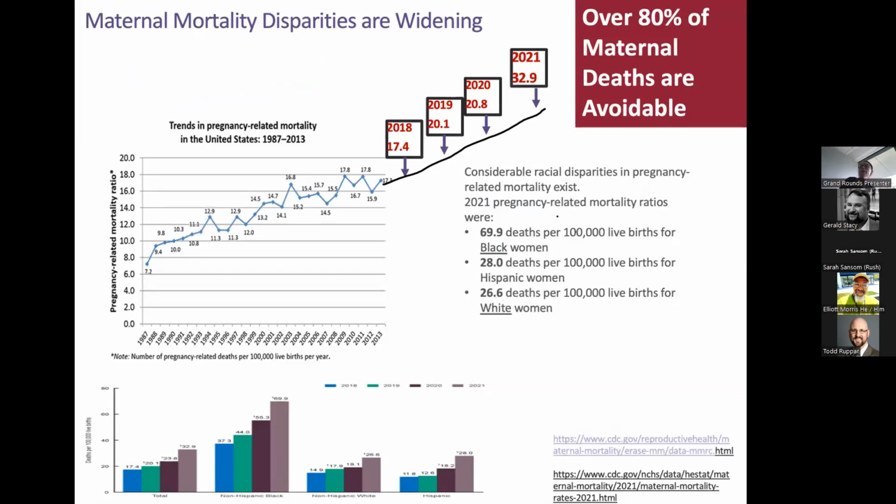So I have a few more minutes of presentation, but again, thinking about process and implementation, right? We know that about 80% of maternal deaths in this country are avoidable. Our maternal mortality rates are embarrassing. They're the worst in all high-income nations on this planet. And we know that there are about 69.9 deaths per 100,000 live births for Black women in this country, and about 28 deaths per 100,000 live births for Hispanic women in this country, and that's an all-time high. There has never been an all-time high for Hispanic women in this country to be dying.